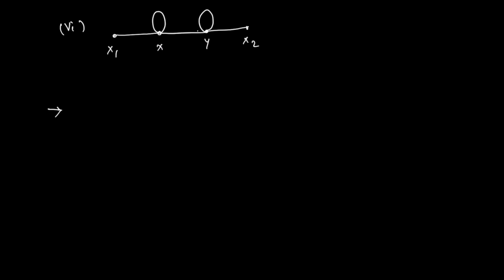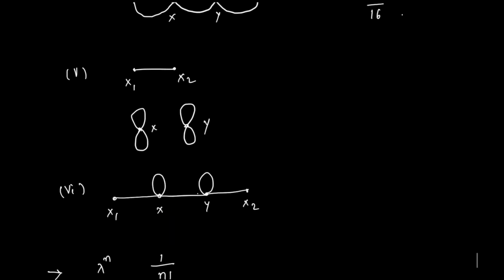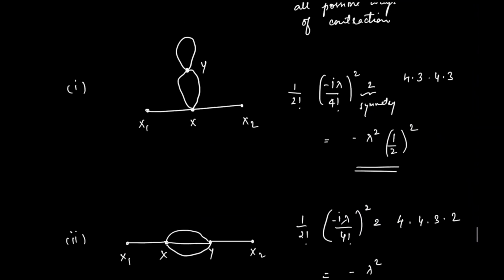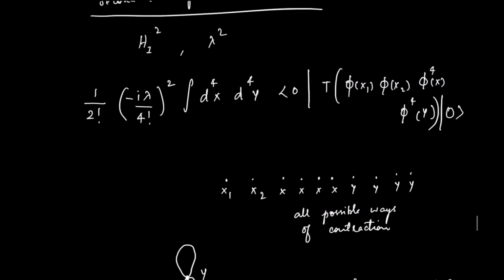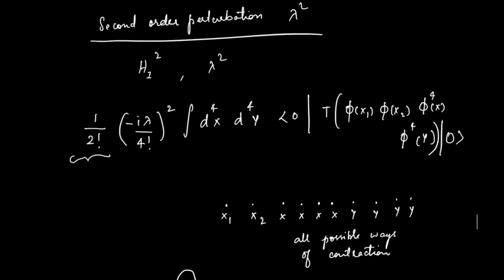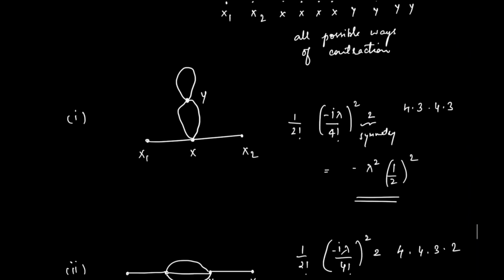For nth order perturbation, there will be 1 by n factorial when you expand the exponential. So you can see, this is second order perturbation, and for any second order perturbation you will have a 1 by 2 factorial present there. Also, there will be n interacting vertices which can be permuted in n factorial ways.